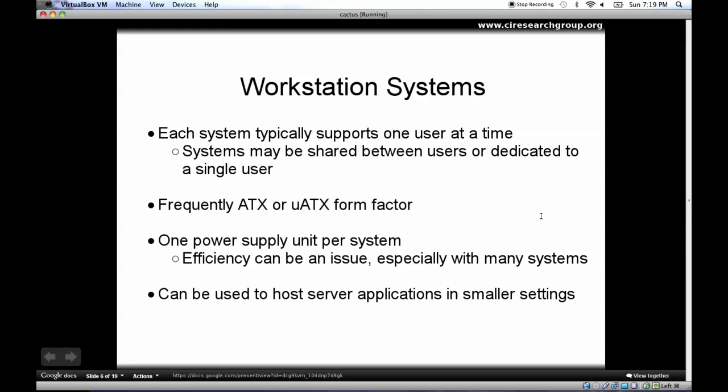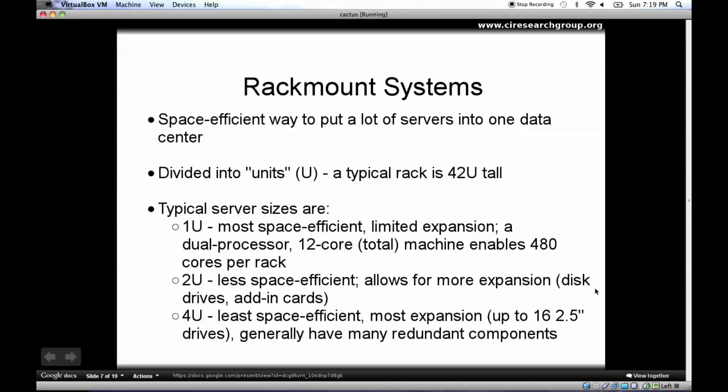Workstations can be used to host server applications. This is particularly true in smaller settings such as small businesses, nonprofit organizations. Server applications in larger scale environments such as enterprise environments are typically hosted in rack mount systems. And rack mount systems are simply a space-efficient way to put a whole lot of servers into one data center.